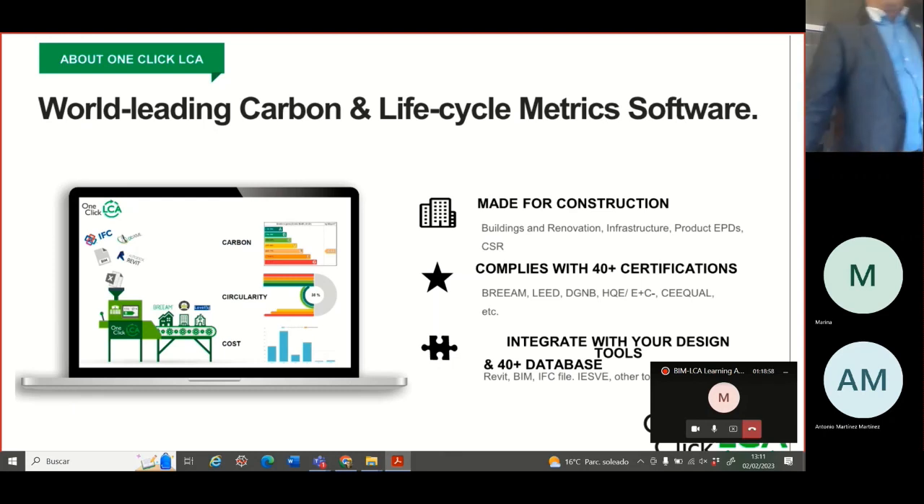Also, the idea is that you can use the bill of quantities. What you're doing in BIM is so important because you can import everything in one click. Instead of taking quantity by quantity, you take an Excel file, and then you also have the connection with a huge database.